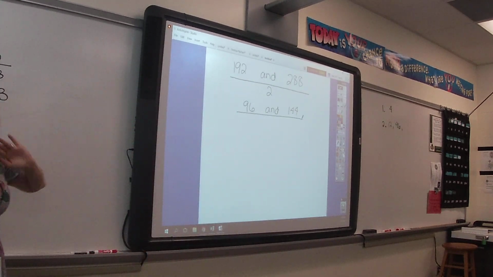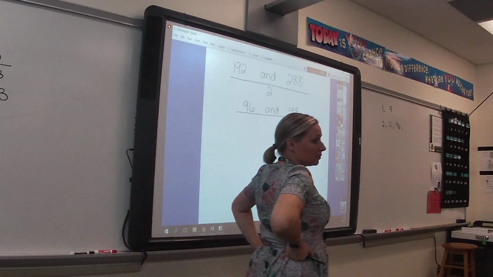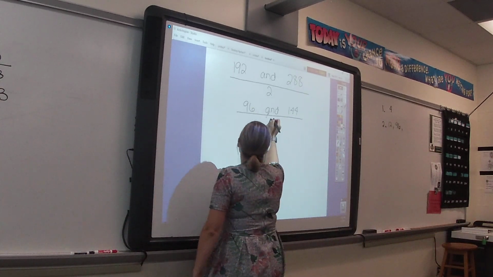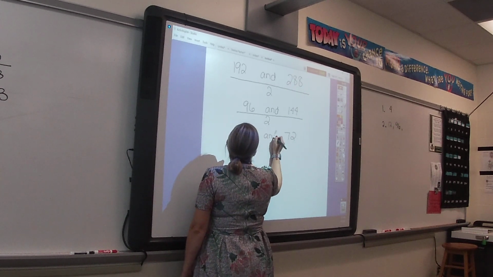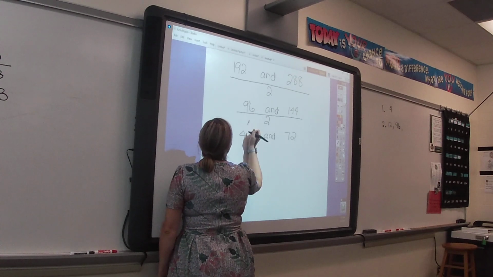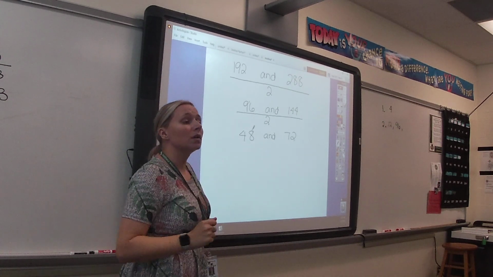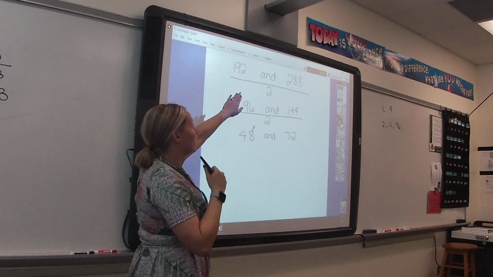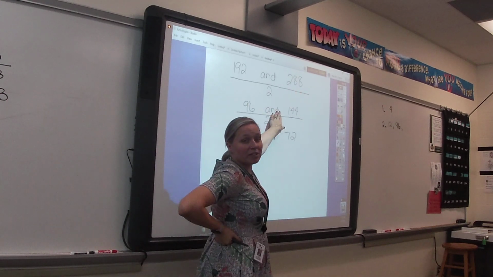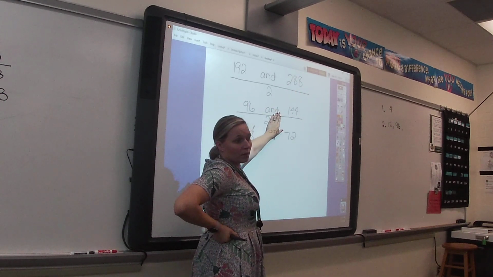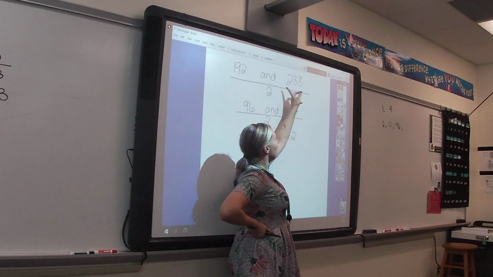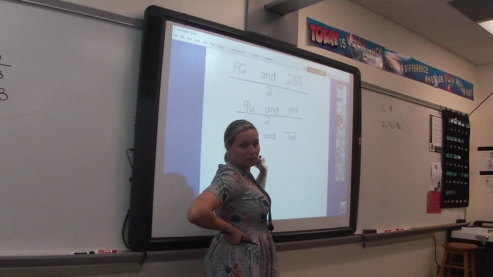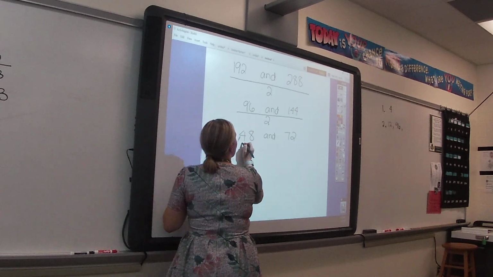Then you're going to do that again. Okay. 96 and 144. Can we do 2 again? We can do 2 again. Why not? 72 and 48. Did you just split it into 2? No, I'm taking these 2 numbers. I'm seeing that they're both even, so I'm going to divide them by 2. So 192 divided by 2 is 96. 288 divided by 2 is 144.